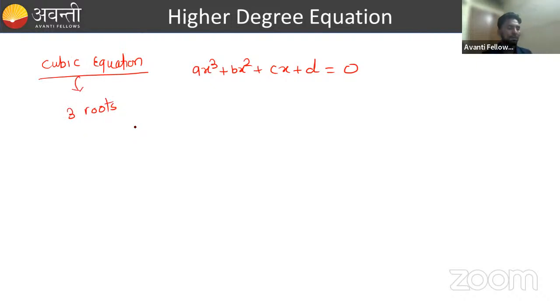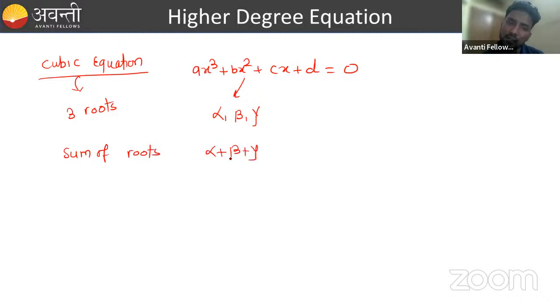If there is a cubic equation, then we will have 3 roots. Suppose this equation has 3 roots: one is alpha, the other is beta, and the third is gamma. There are relations between these roots. The first relation is the sum of the roots, alpha plus beta plus gamma, and it is equal to minus b by a.